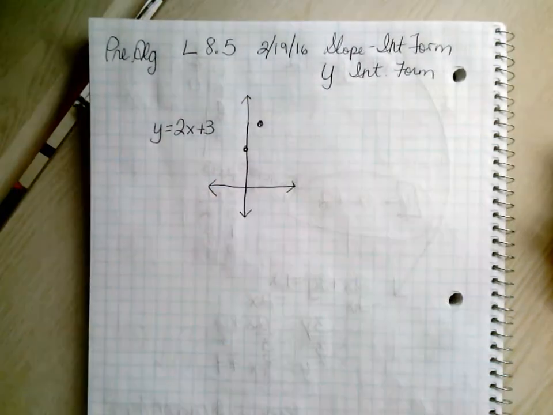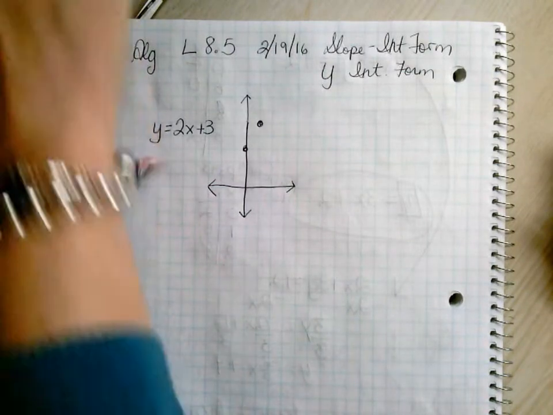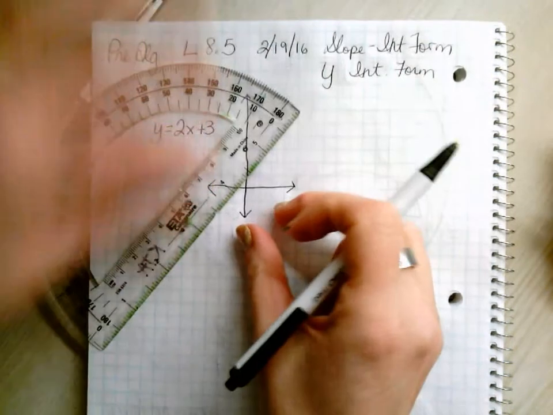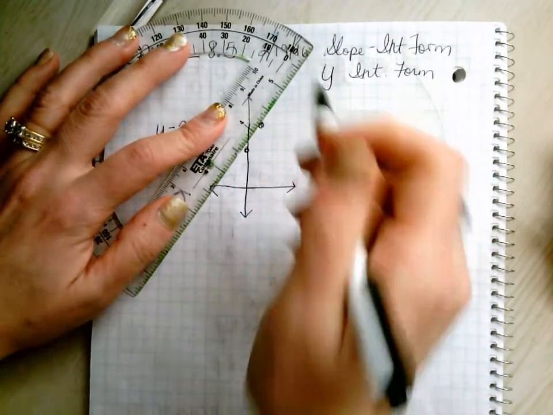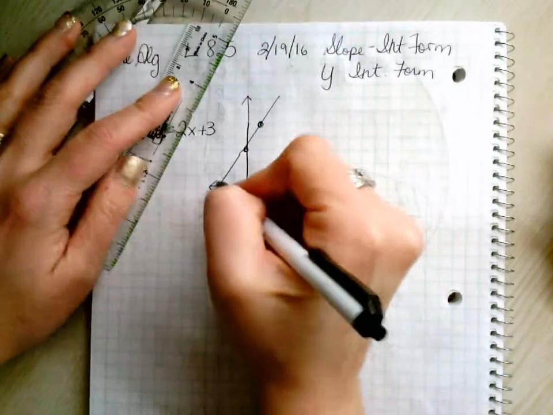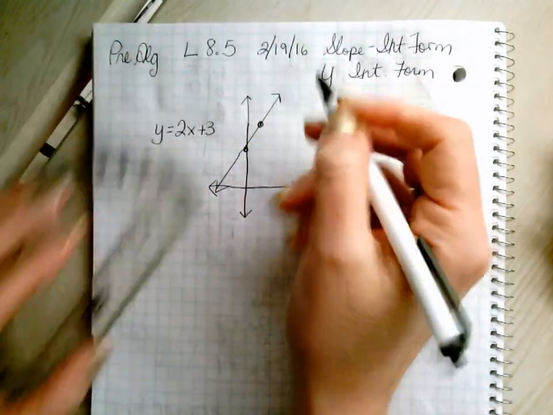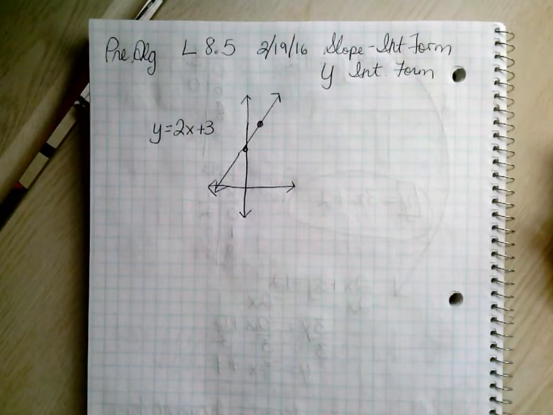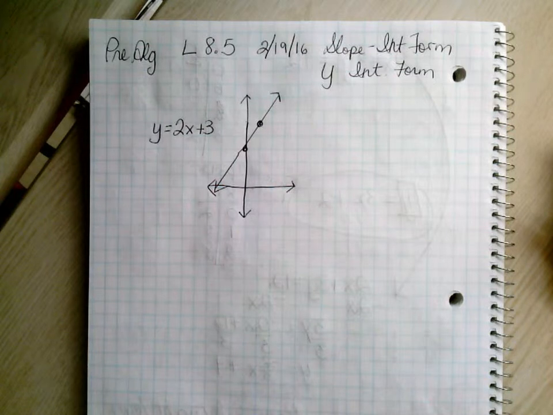Here's a couple of points that I already know fit, and you're going to find out why I already know here in a second. I'm going to sketch it like that. Okay, this is the graph for y equals 2x plus 3. Some really cool things about this y equals something x plus something form.